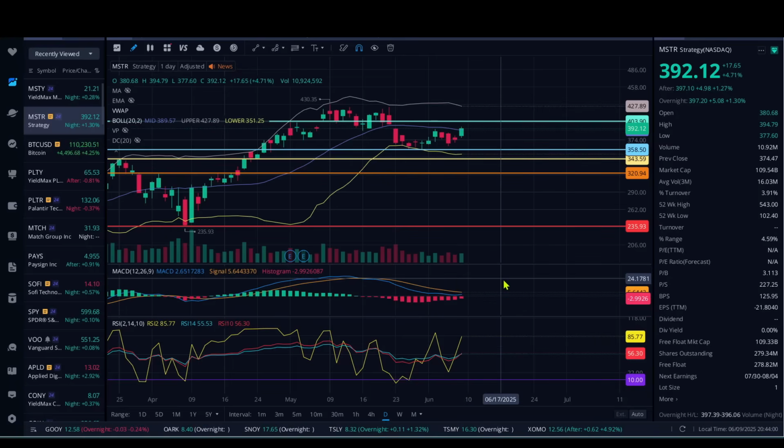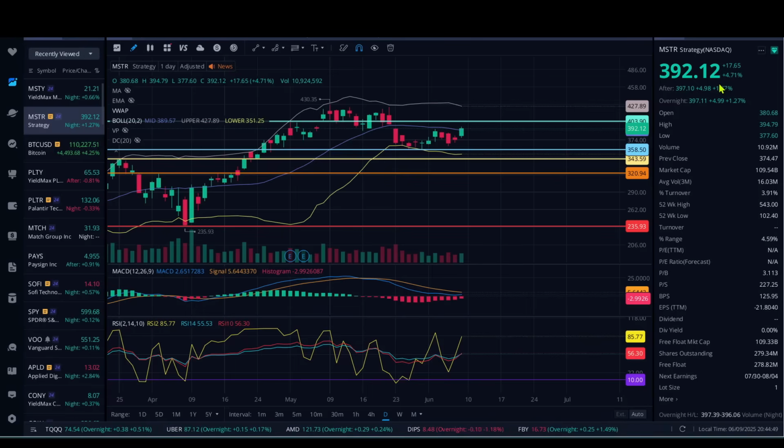So now we know that MSTY moved 3% for the day, and MSTR, check it out, 4.7%. Wow, nice. Very, very nice move for MSTR. So yes, MSTR moved up more than MSTY, but that's not really surprising to us because MSTY is capped on the upside just due to its nature of the option plays. But that's okay because we're in it for the distributions anyway.